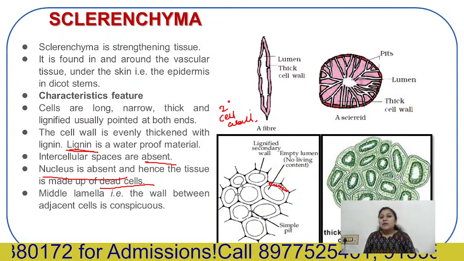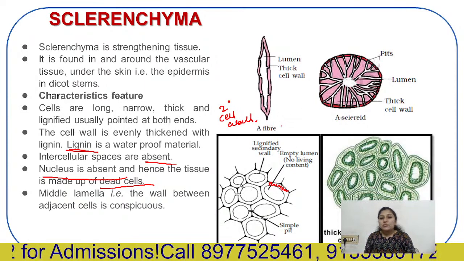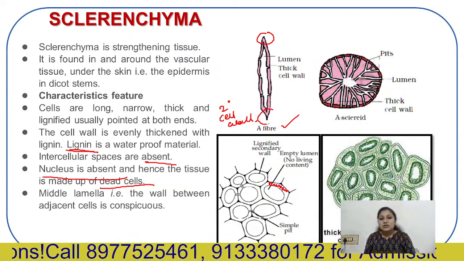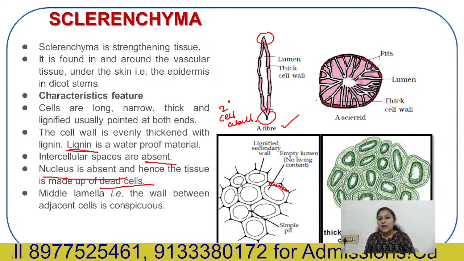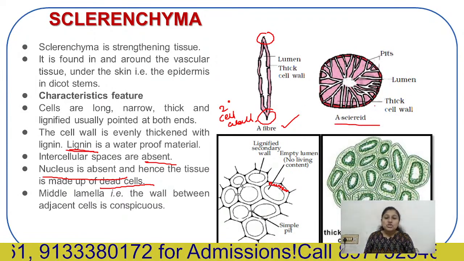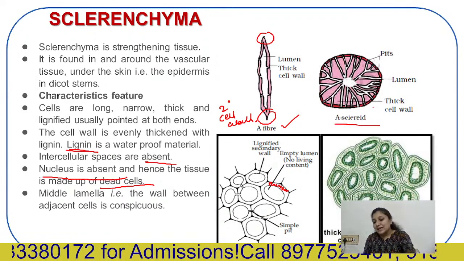Sclerenchyma can be divided into two types: fiber, with tapering ends, in which it is narrow and tapering at the end, and sclereid, which is circular in nature. So sclerenchyma tissue is divided into fibers and sclereids.